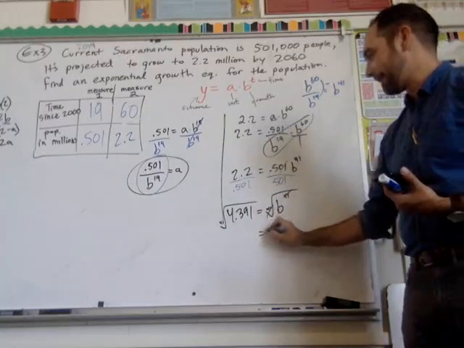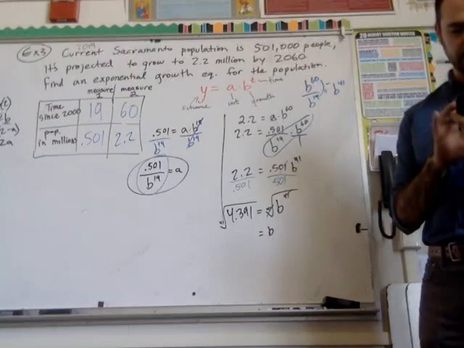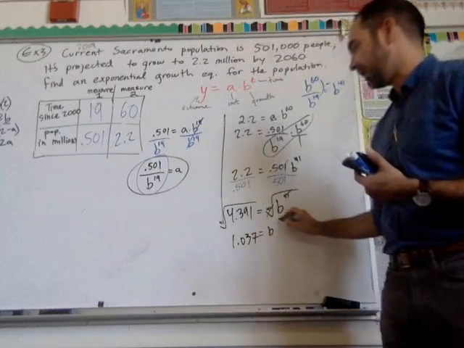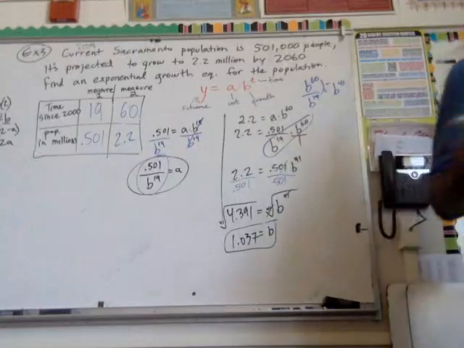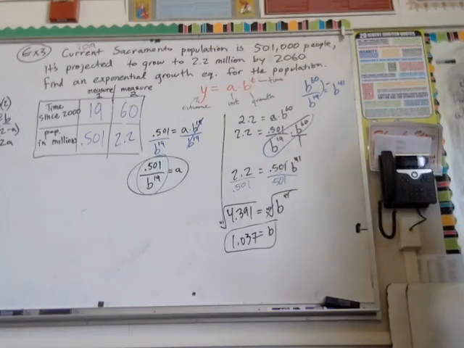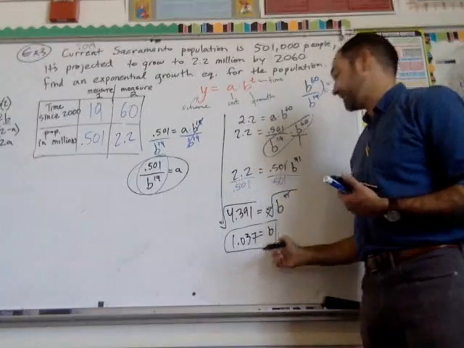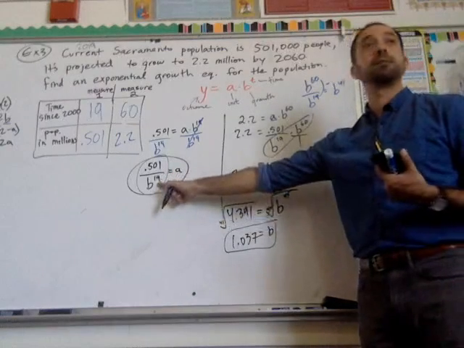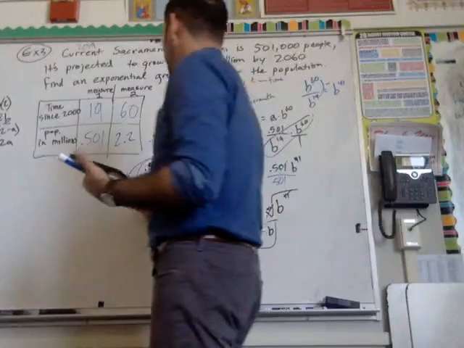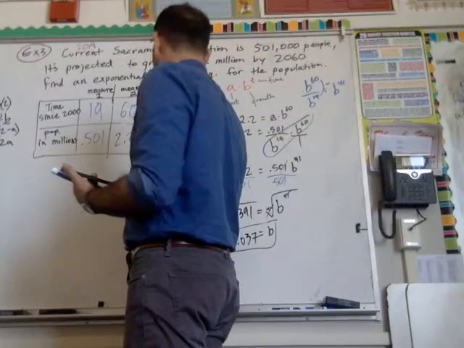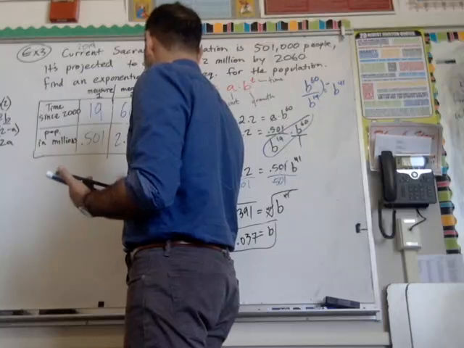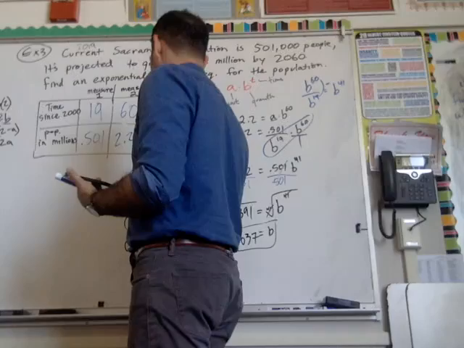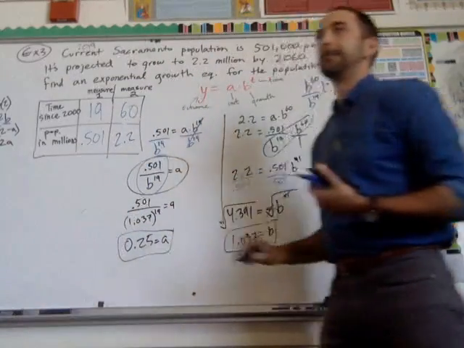b is equal to, with this, 1.037. All this you could do on a calculator. That might be a little trickier to do on the calculator. But how should I find what A is now? b is equal to 1.037. What should I do with it? Plug it in right here. 0.501 over 1.037 to the 19th power. That's nice. It gives us a quarter.